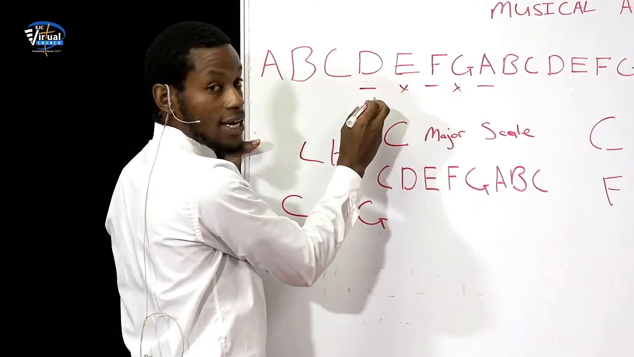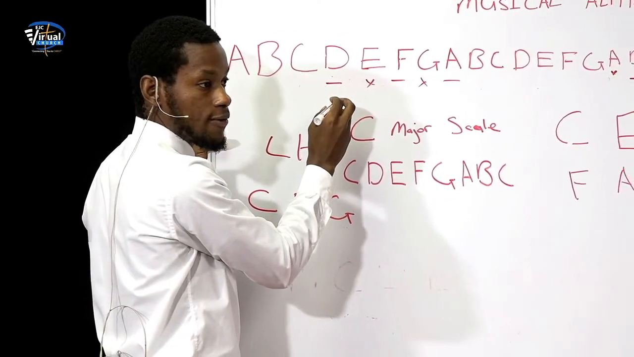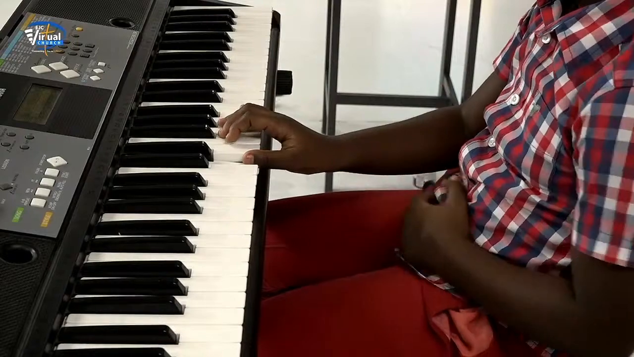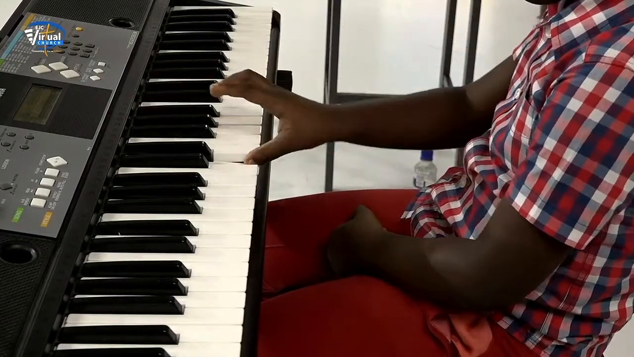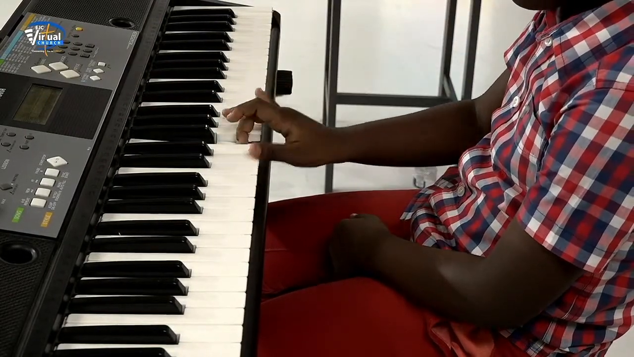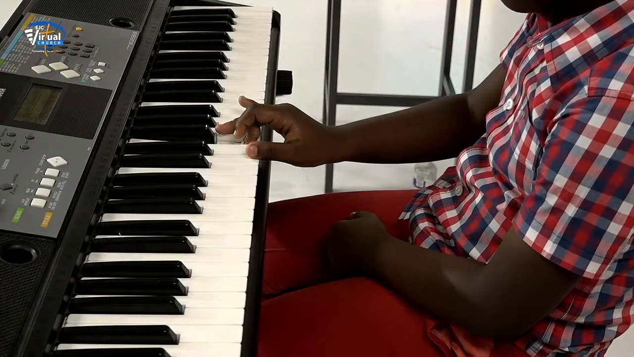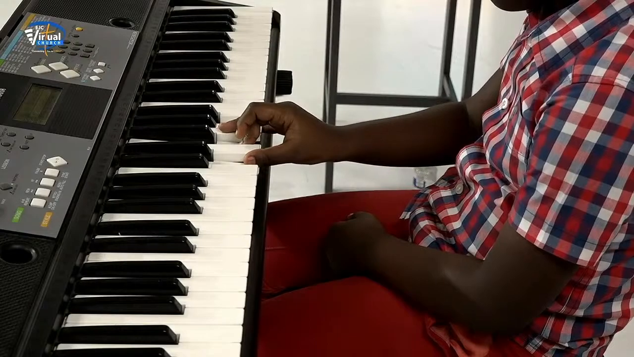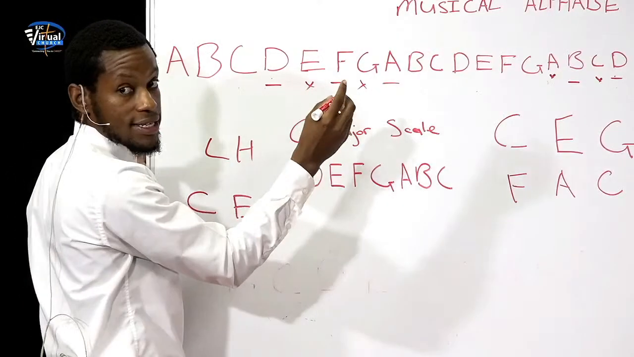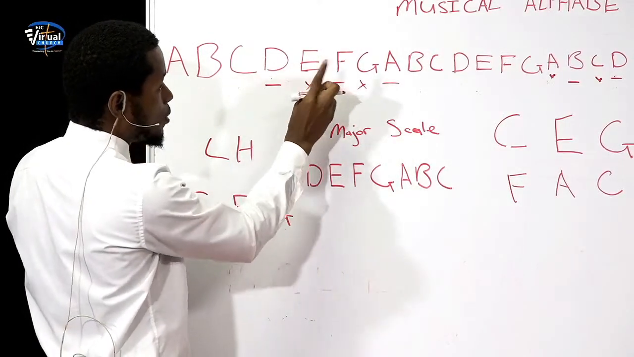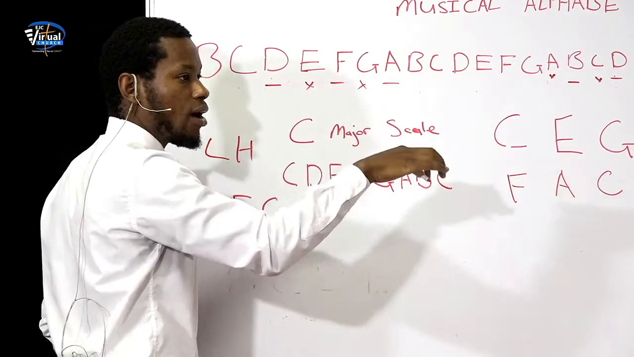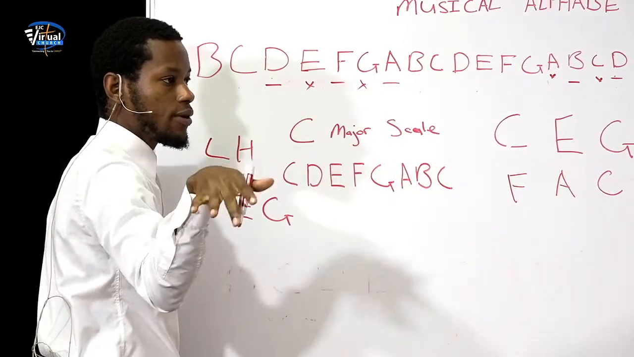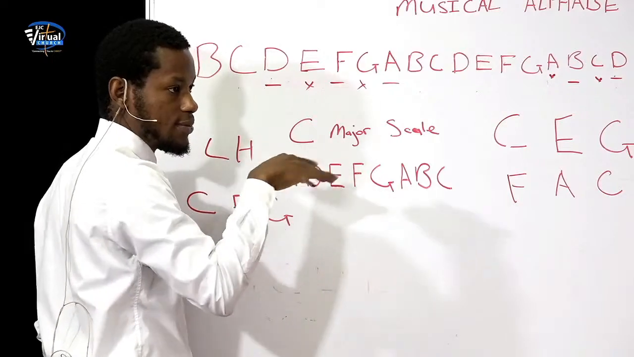So play D by itself for me, Kaiden. D by itself. Right. And we're going to skip E and play F. Play F, Kaiden. Right. So hold that D still. Hold the D. Play A. Right. So that's basically what we're doing on the board. We're playing one note, skip one, play one, skip one. So Kaiden, play all the chords moving in the C major scale for me.